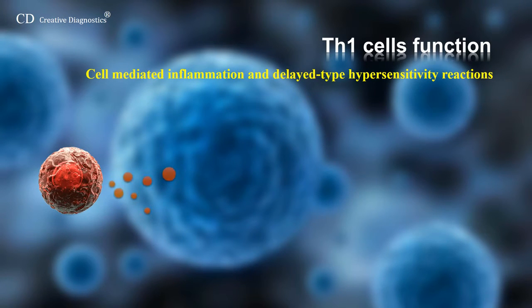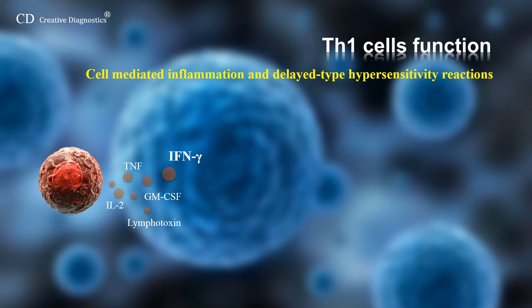Th1 cells are the quintessential cell type involved in cell-mediated inflammation and delayed type hypersensitivity reactions. They are most often defined by their production of interleukin-2 and interferon gamma, but have been reported to produce a number of cytokines, including tumor necrosis factor, lymphotoxin, and granulocyte macrophage colony-stimulating factor.